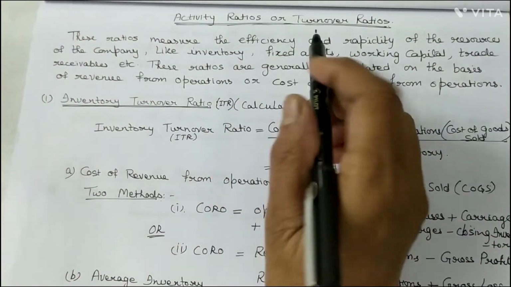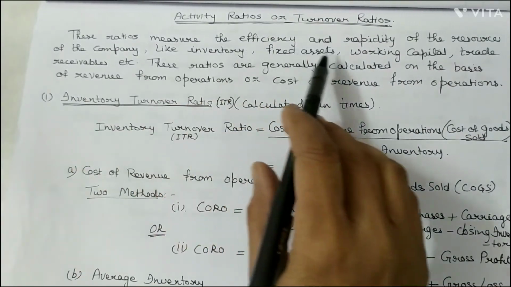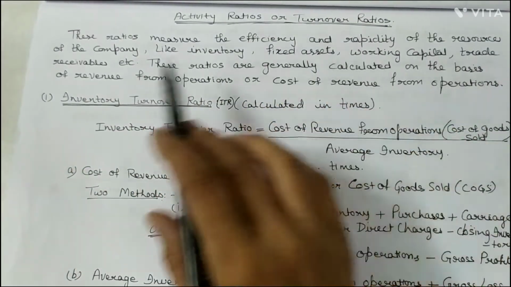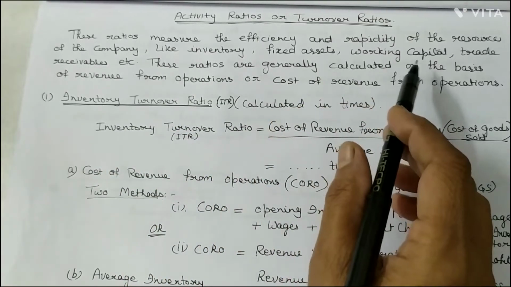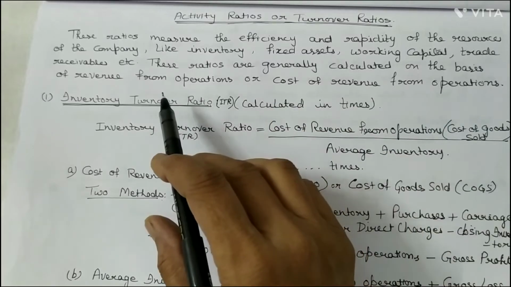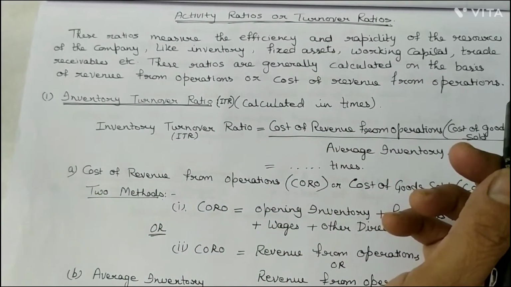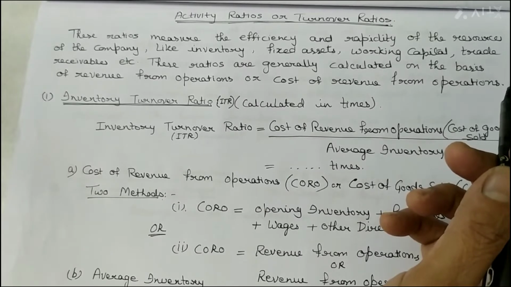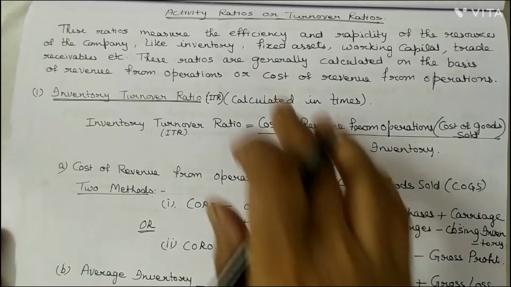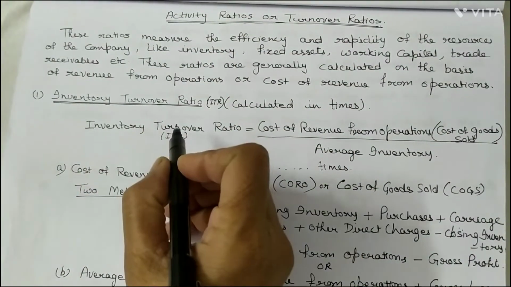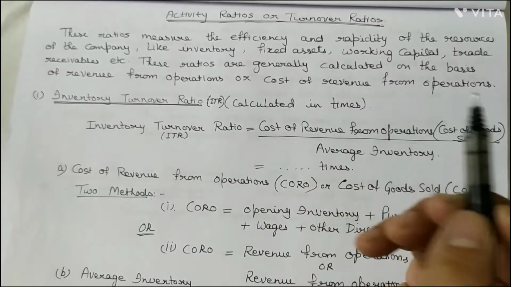Activity ratios are also known as turnover ratios. These ratios measure the efficiency and rapidity of the resources of the company like inventory, fixed assets, working capital, trade receivables, etc. These ratios are generally calculated on the basis of revenue from operation or cost of revenue from operation. Inventory turnover ratio is calculated in times, number of times.